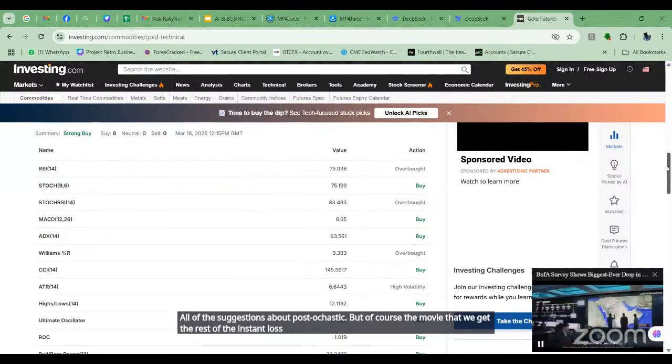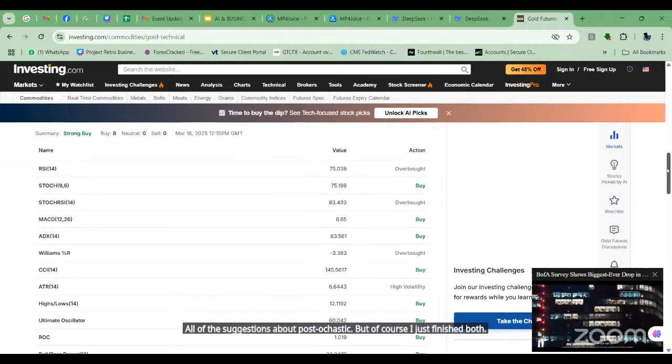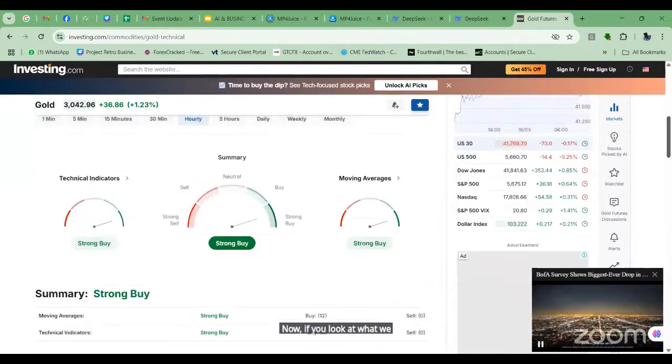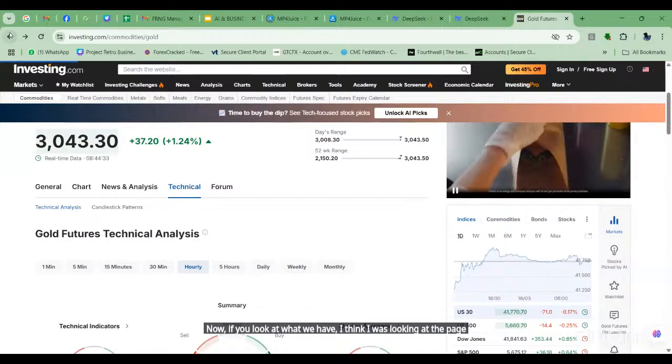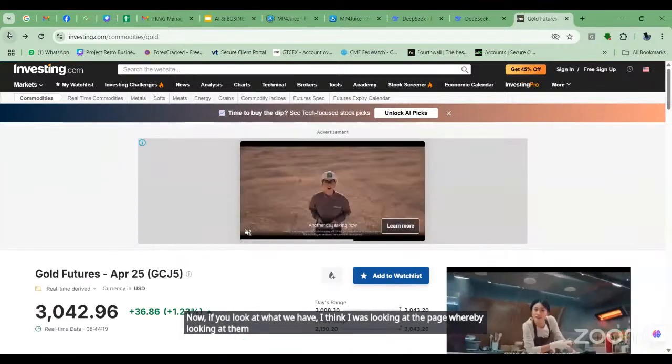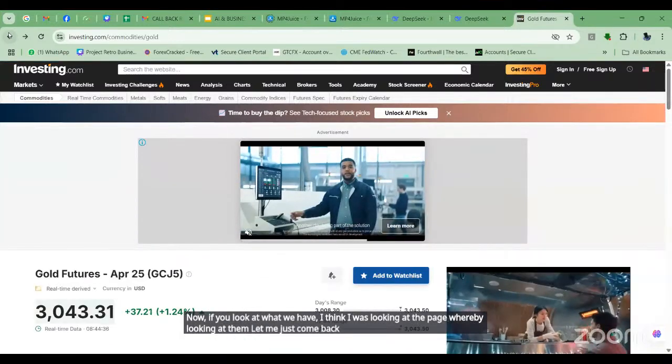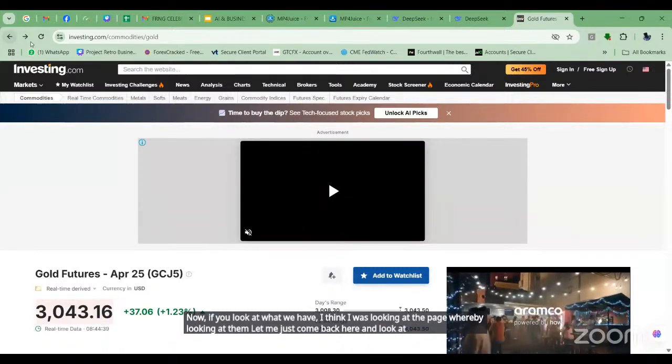So I just finished gold. But now, if you look at what we have, I think I was looking at a page where I was looking at, let me just come back here and look at gold future, no, not that one.